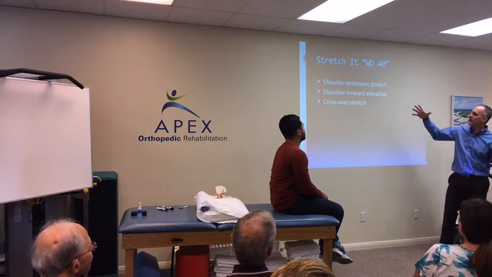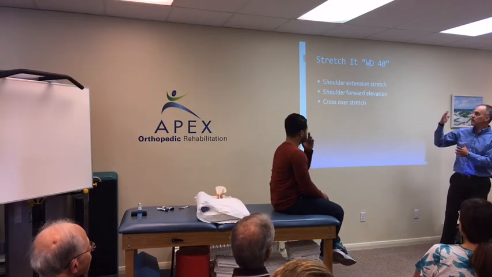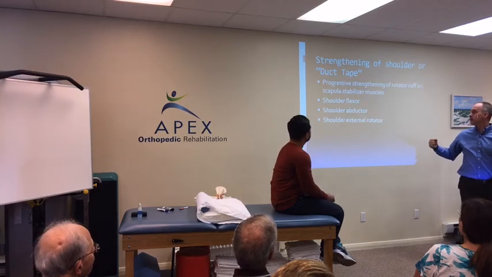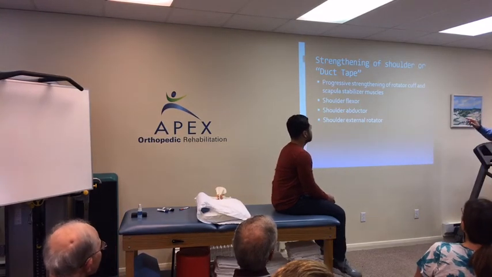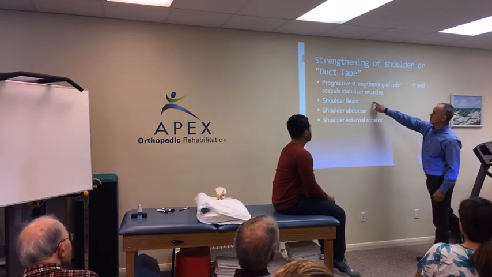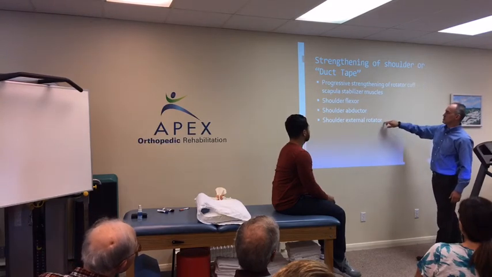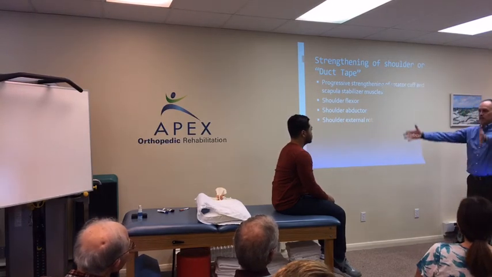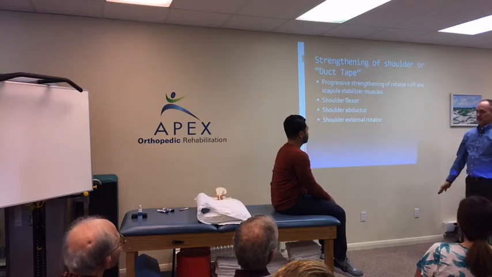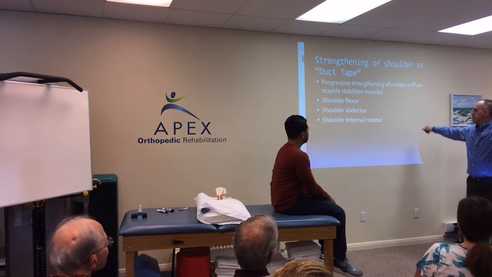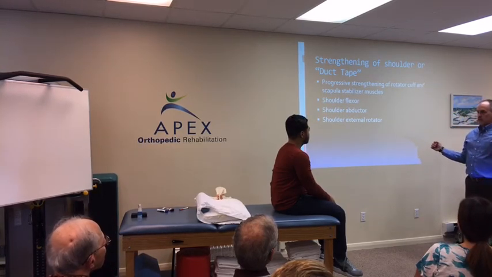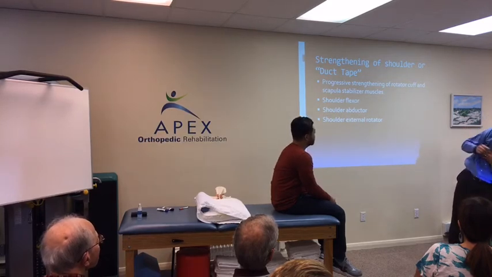And then after that, we start giving them the strategies as far as the duct tape, as far as the strengthening. So some of the common strengthening exercises you'll see here are shoulder flexor, abductor, external rotator. So a shoulder flexor exercise is typically a forward raise. Shoulder abductor is a lateral movement. And shoulder external rotator is this motion. You'll typically see people lying on their side doing it here.